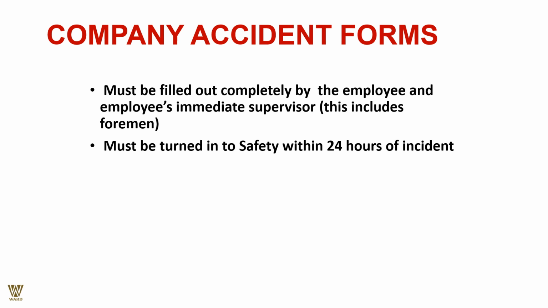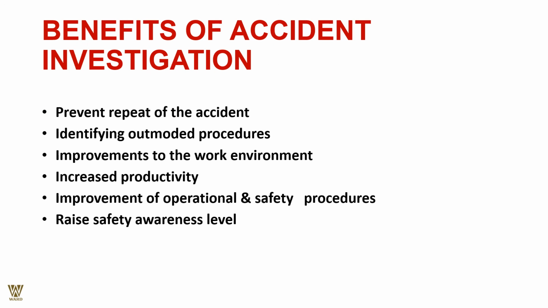The company accident form must be filled out completely by the employee and the employee's immediate supervisor. This includes the foreman, and it must be turned in to safety within 24 hours of an incident. Absolutely, the company accident form needs to be completed, stating what actually happened and how it went. There might be three versions depending upon the employees and the supervisors who are heading the premises or the functional areas.